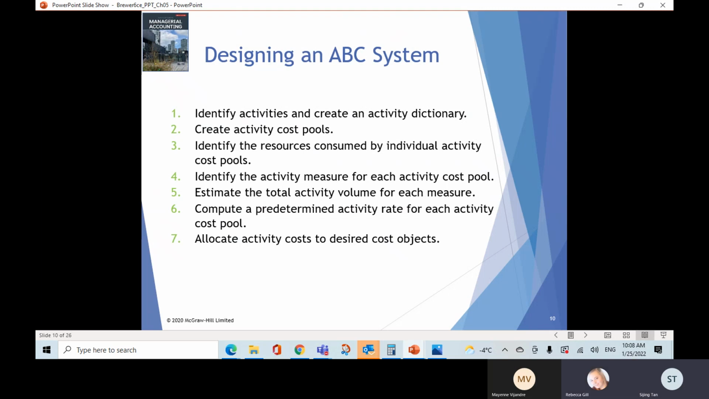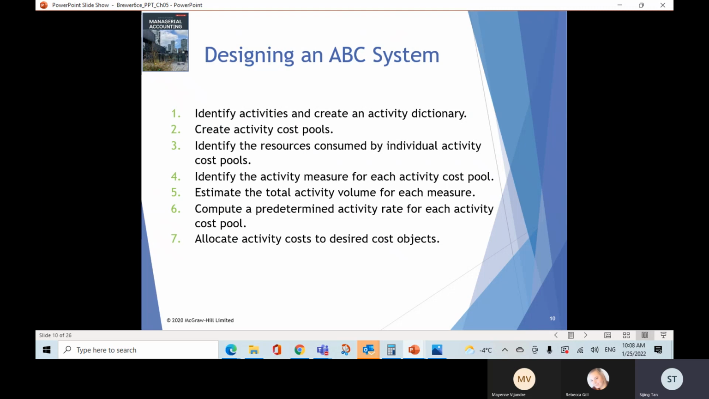An activity dictionary. An activity dictionary defines each of the activities that will be included in the ABC system and how the activities will be measured. So that is the activity dictionary.